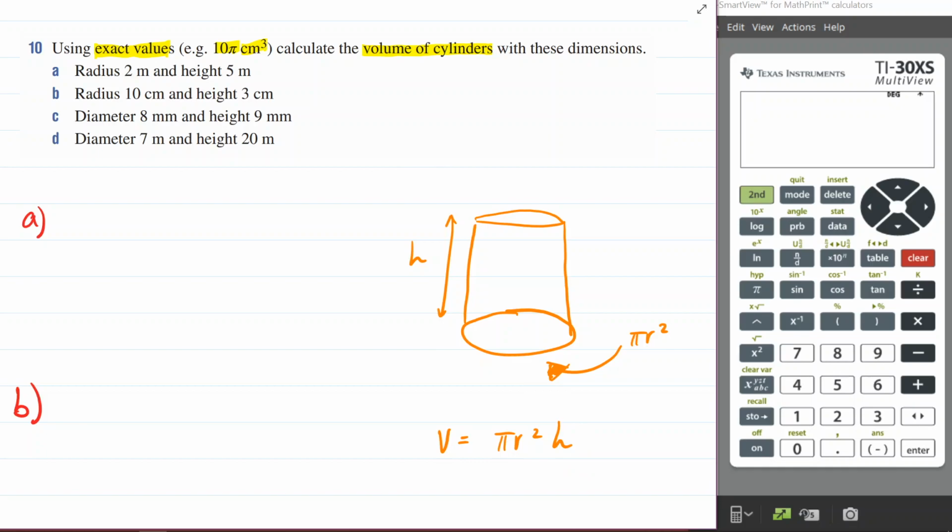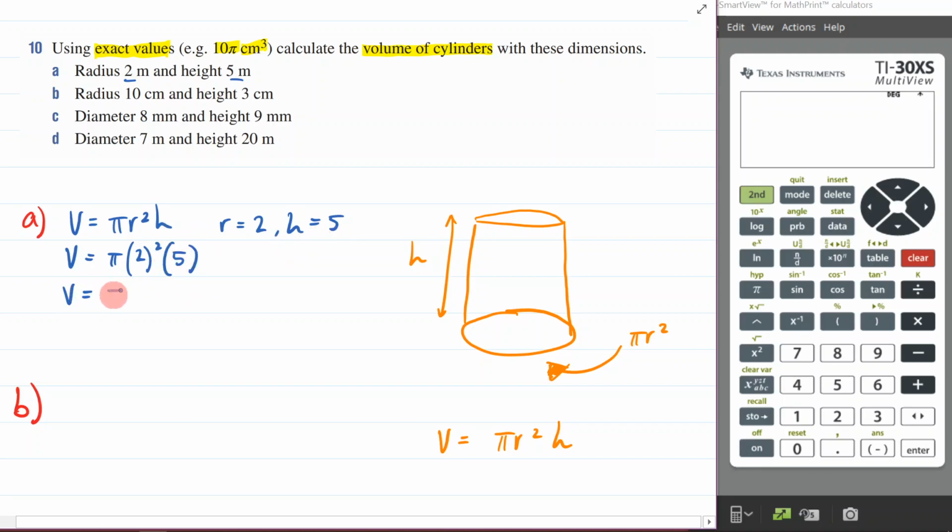Now we come to each question. The first one is asking us to find the volume of a cylinder with a radius of 2 meters and a height of 5 meters. So that means the volume is going to be equal to pi r squared h. Now my radius is going to be 2 and my height is going to be 5, because that's what it tells me. So now I sub those values in. Into the r spot I put a 2, into the h spot I put a 5. Then I figure it out. 2 squared is 4, and this is still 5. And 4 5s are 20. I put the 20 out front, 20 pi.